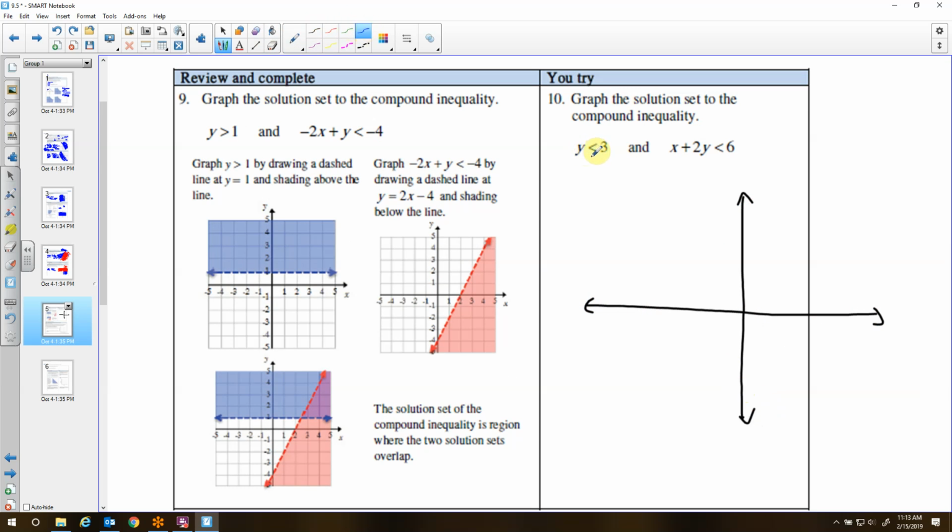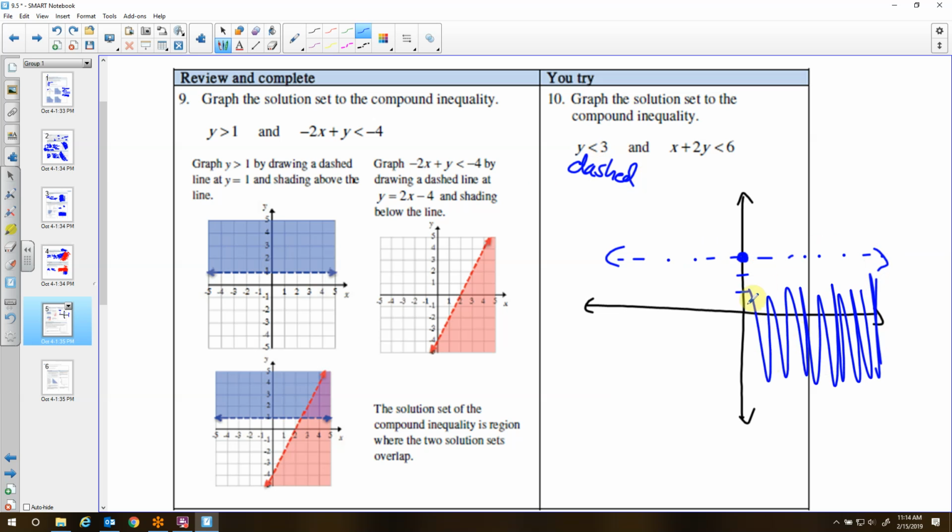On the first one, I've got y is less than 3. So I'm going to mark 3 on the y-axis. And less than means I'm going to have a dashed line. So dash my line. It's going to be a horizontal line. And then shade less than because that's solved for y. So less than.